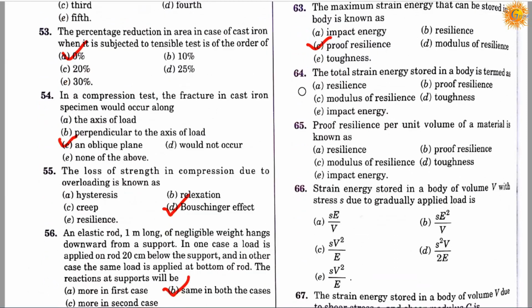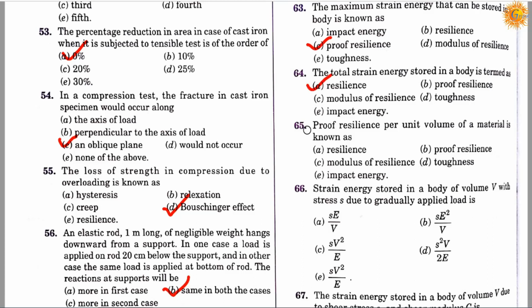Question number 64. The total strain energy stored in a body is termed as: option A, resilience; option B, proof resilience; option C, modulus of resilience; option D, toughness; option E, impact energy. So the correct answer is A, resilience.